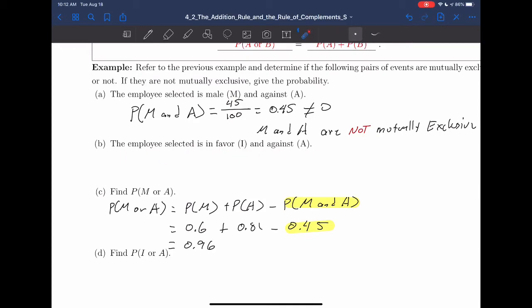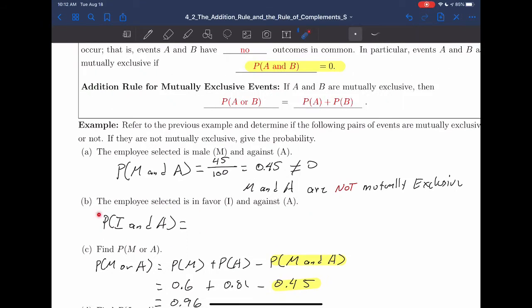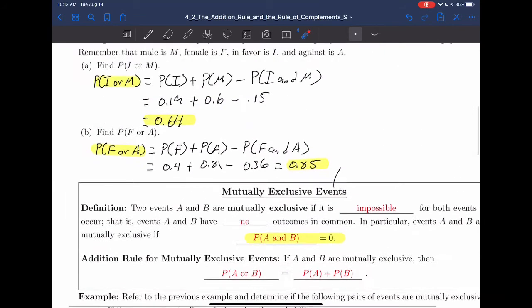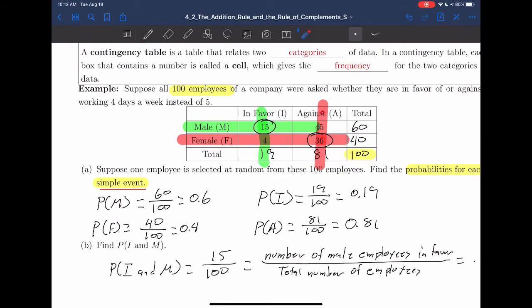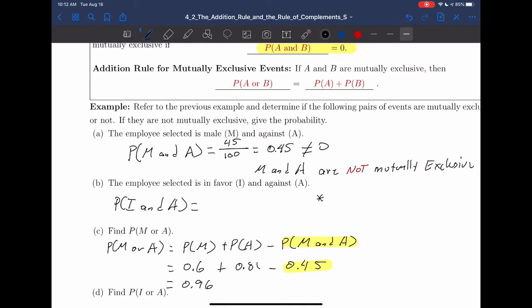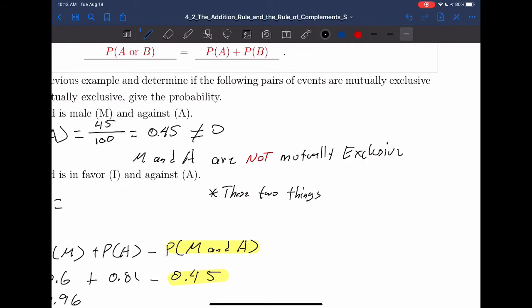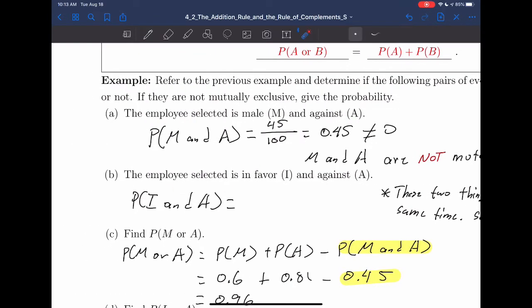So let's consider this example. We want to know if in favor and against are mutually exclusive. So we compute this, and we want to see if it's equal to 0. If it is, then it's mutually exclusive. Looking at the values, the columns in favor and against have no common intersection. So this tells you that there are no outcomes in common. When this happens, we can say these two things cannot happen at the same time. So by definition, they are mutually exclusive. So we can say that the probability of I and A is 0.